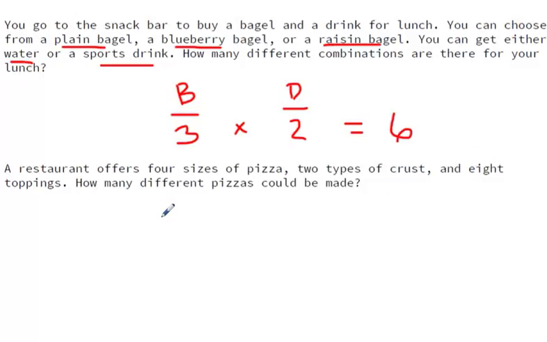A restaurant offers 4 sizes of pizza, 2 types of crust, and 8 toppings. So this time we're combining 3 different things. We've got our 4 sizes, we've got our 2 types of crust, and we've got our 8 toppings. So we're going to multiply 4 times 2 times 8, and we will have 64 total possible pizzas that we could make with these combinations.